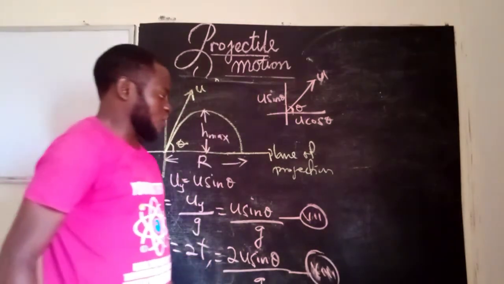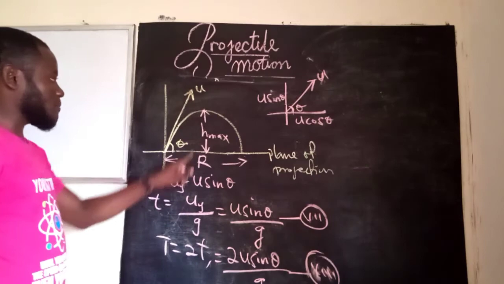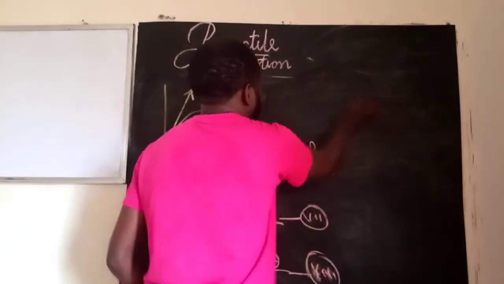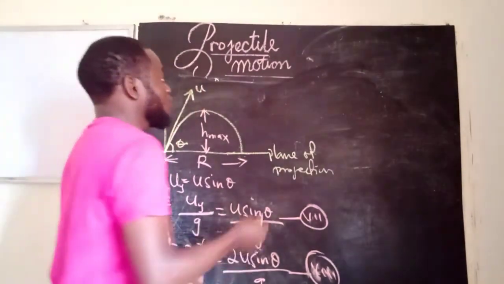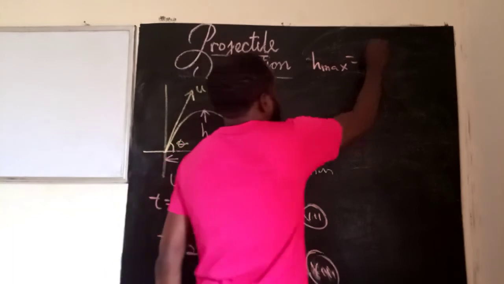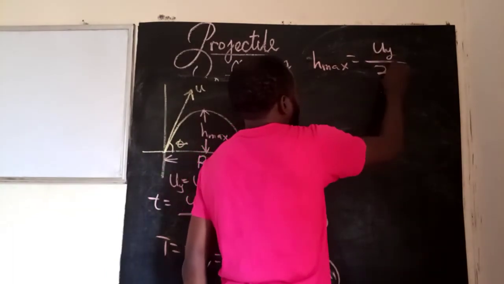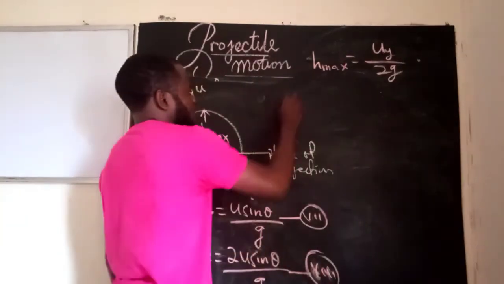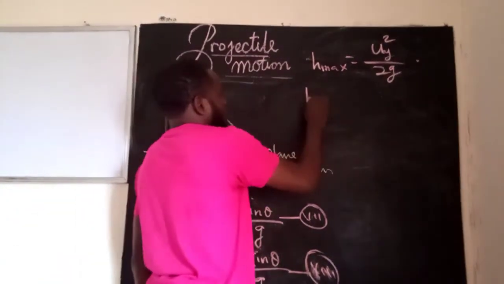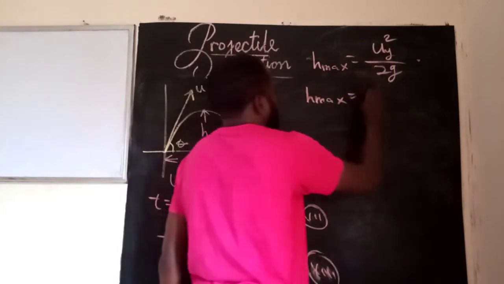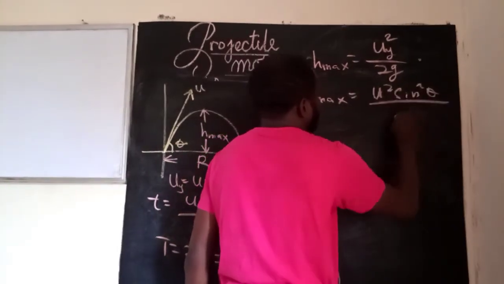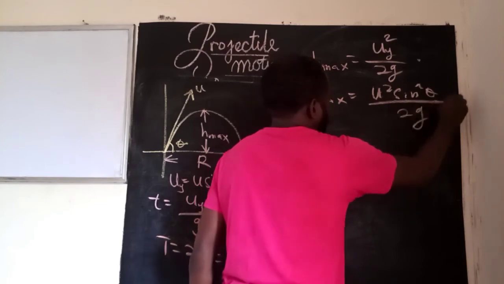Okay, if this is equation 8, let's talk about the maximum height now. That is the maximum height reached by the body. So we know that our maximum height, h max, is equal to u sub y squared all over 2g. Hence, our h max is equal to u squared sine squared theta all over 2g. This is equation 9.